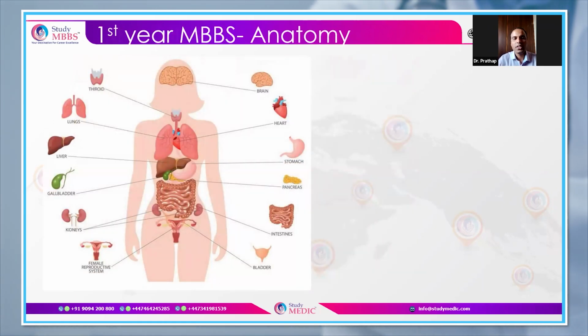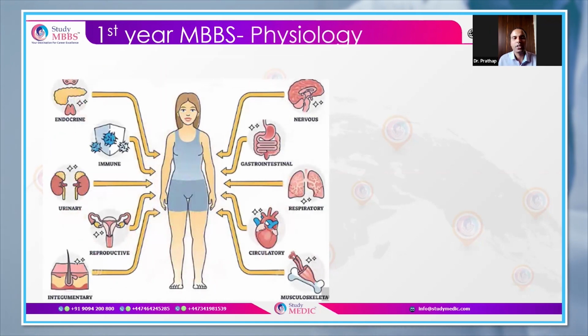So what is basically anatomy? Anatomy deals with, you can see here, there is a brain, a thyroid gland, lungs, heart, liver, stomach, kidney, intestines, urinary bladder, uterus. Basically all these systems are made up of some tissues. What are those tissues, and how are they made up, or how do they function? Basically, that is called anatomy.